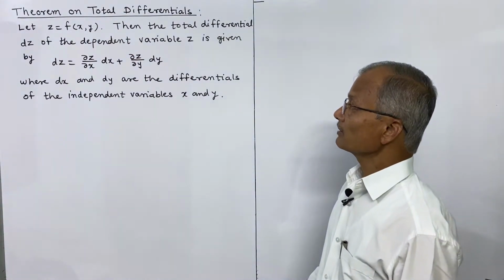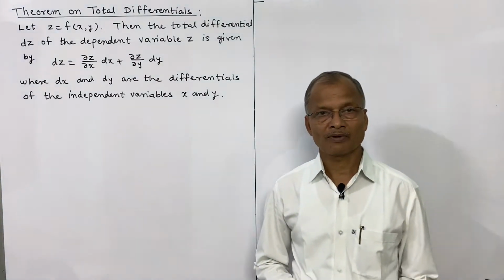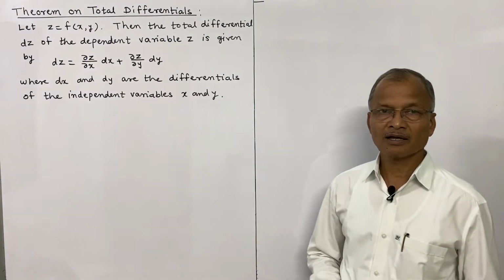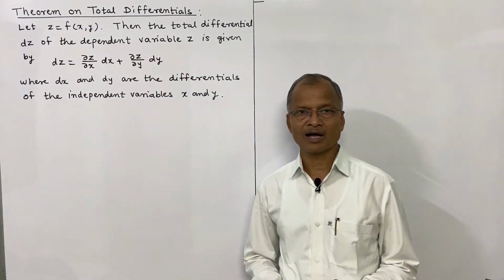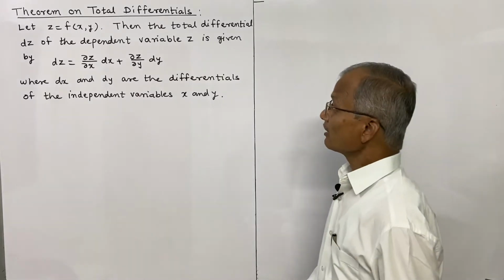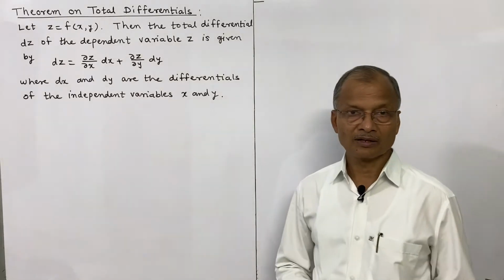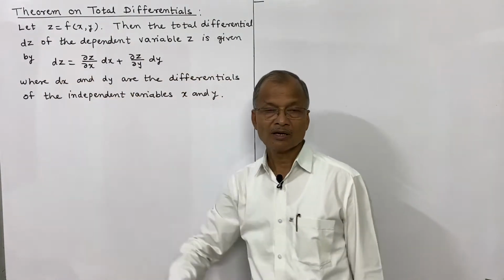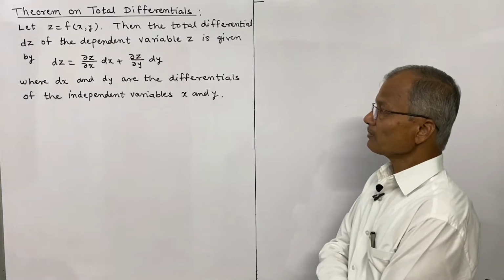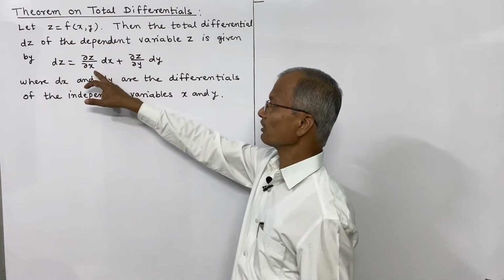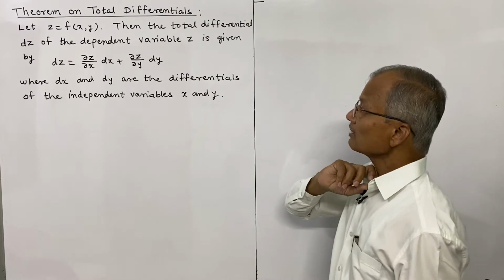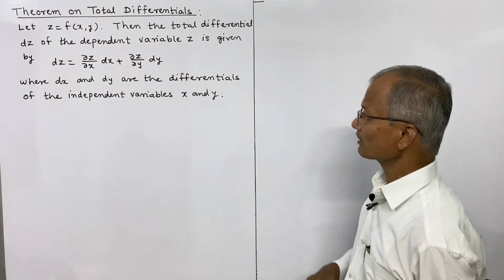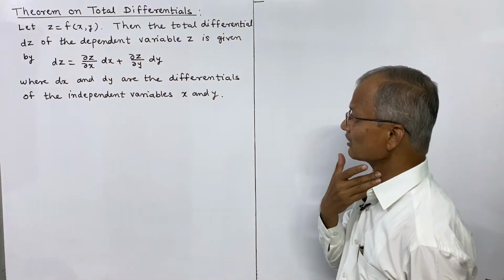I have written the statement: let z is equal to f of x comma y, means z is a function of x and y. Here it is clear that z is the dependent variable and x and y are independent variables. Then the total differential dz of the dependent variable z is given by this relation. dz is equal to dou z by dou x, means partial derivative of z with respect to x, into dx, plus dou z by dou y into dy, where dx and dy are the differentials of the independent variables x and y.